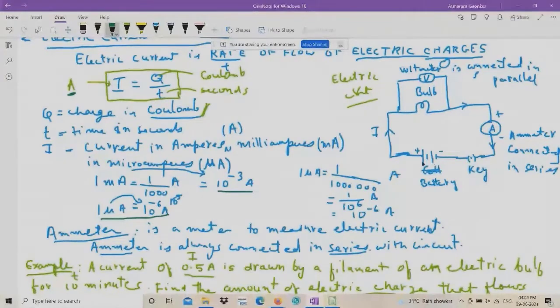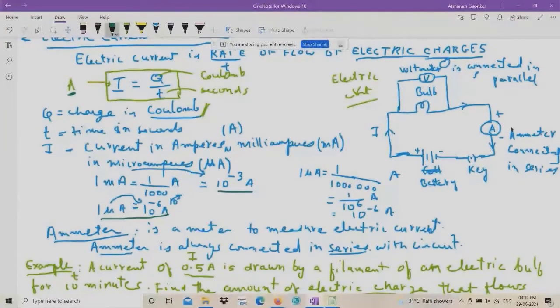For example, here this is a battery, and there is a key. Key is nothing but the switch, and then there is a bulb, and there is the ammeter. Ammeter, bulb, battery and key are all in one line. That is why it is called series. So the ammeter is always connected in series.